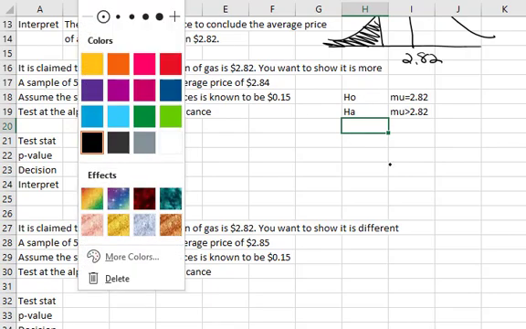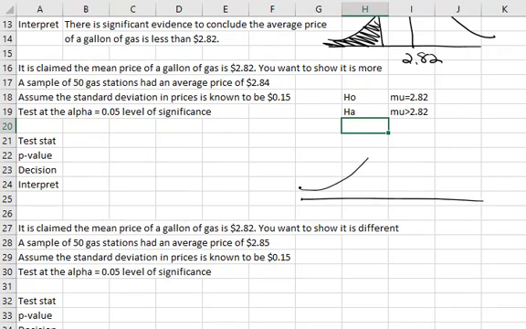If we were to draw a picture of this situation, with our average of 2.82, we're trying to show that it's greater, or in the right tail, which means we have to be careful with the p-value. We have to find the complement to get the right tail.